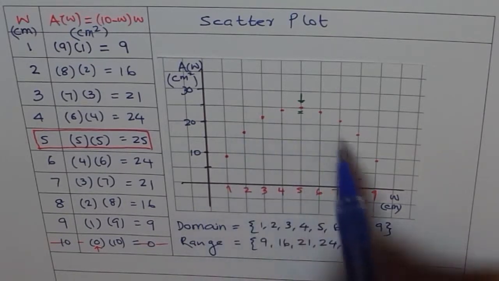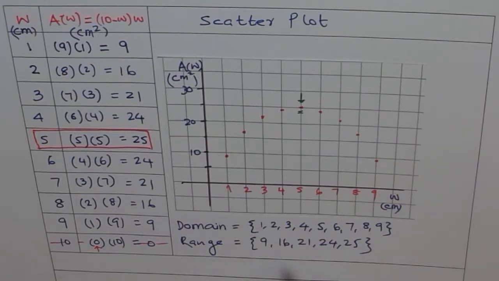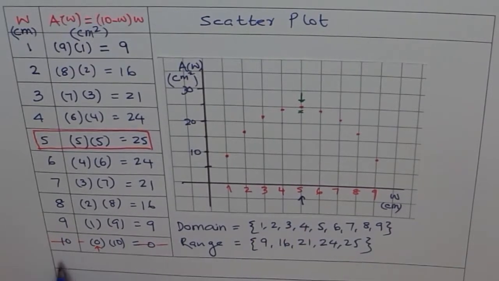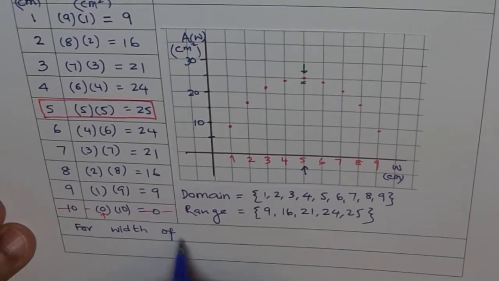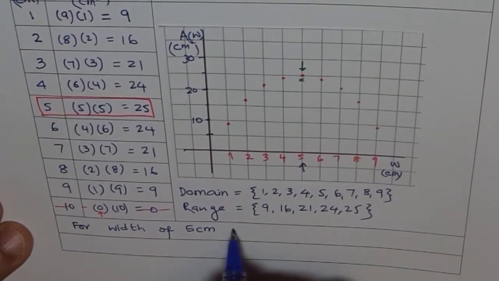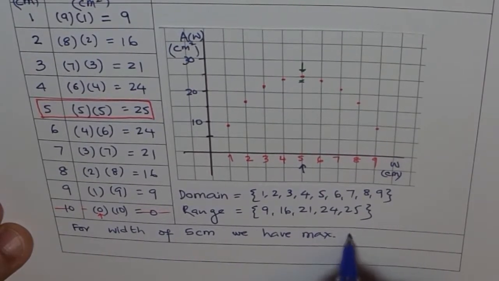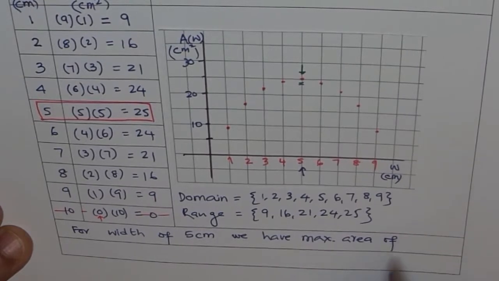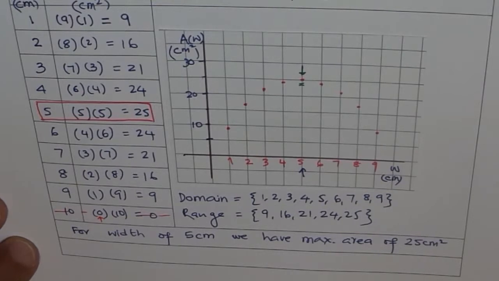Why are we not joining it? Because it is not the set of real numbers. You should join these points if we are working in the domain of real numbers, not when we are working in the set of natural numbers. So what is our answer now? We see that for width of 5 centimeter, we have maximum area of 25 centimeters square. Now what are the dimensions?